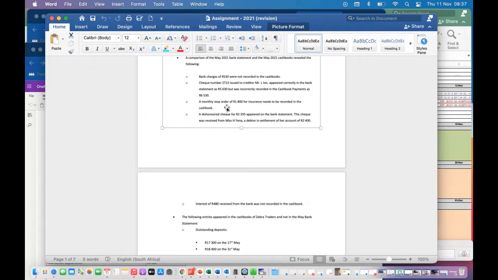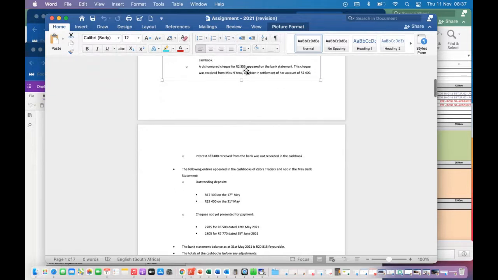Then the next one, a monthly stop order of 1,800 for insurance needs to be recorded in the cash book. Which journal is that going in? CPJ, okay? That's money leaving us. A dishonored check of 2,355 appeared in the bank statement. We tried to cash a check, the money never got transferred. The check bounced. This check was received from Miss H, a debtor, in settlement of her account, 2,400. So which amount are we going to be using?